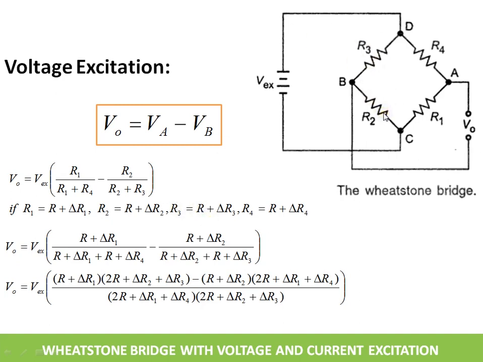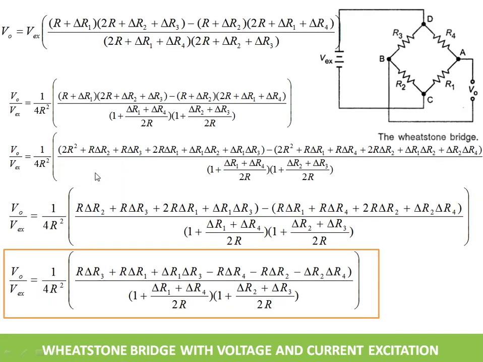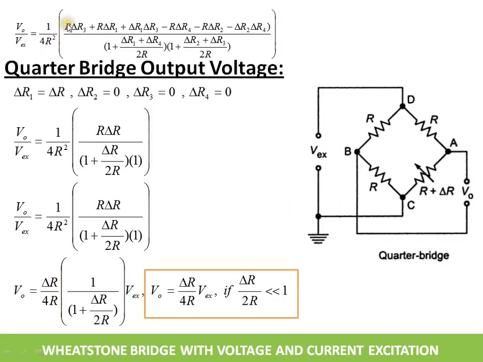And here if you see, this is the bridge, and now we have considered all four arms are having the same initial resistance, that is R, whereas the change in resistance because of the various physical variables is different. Then you can consider R1 as R plus delta R1, R2 as R plus delta R2, and so on. And if you substitute in this equation, we'll get this equation in terms of the change in resistance, the initial resistance and also the excitation voltage.